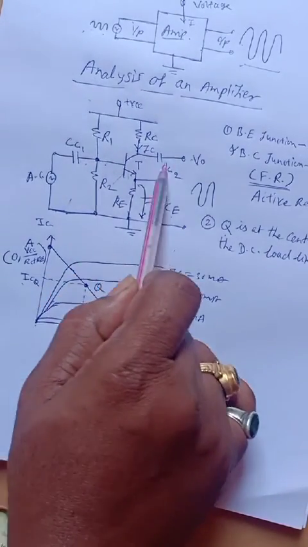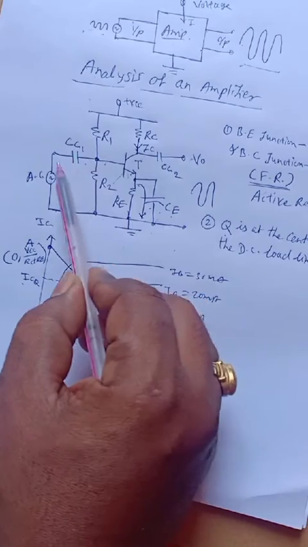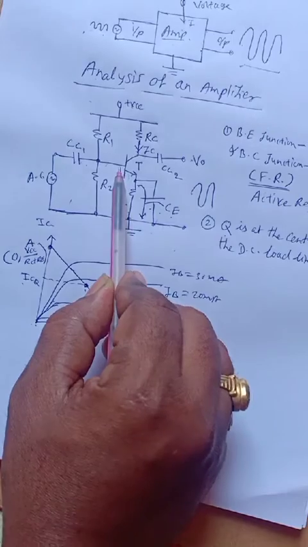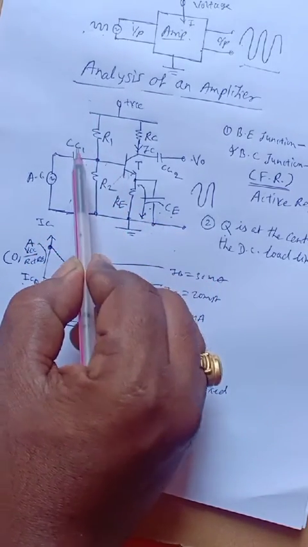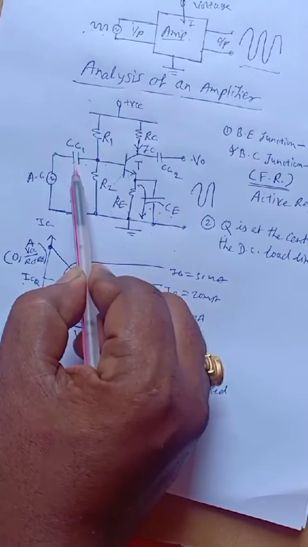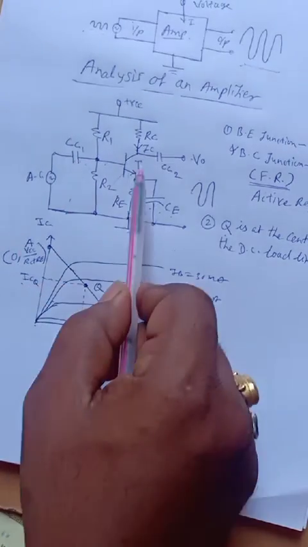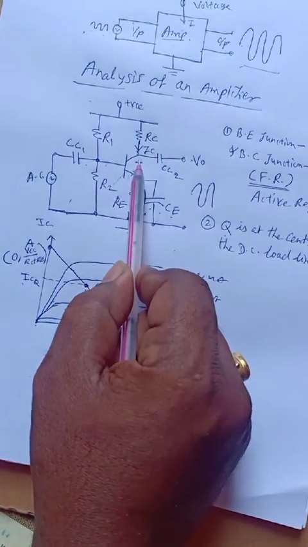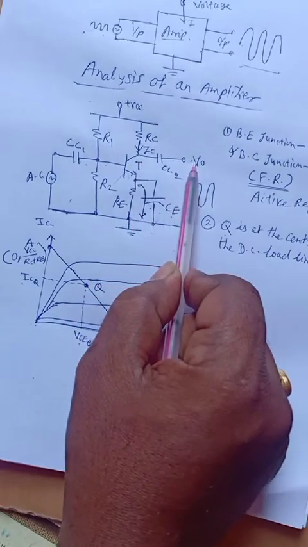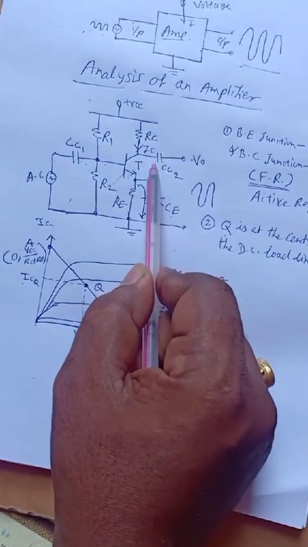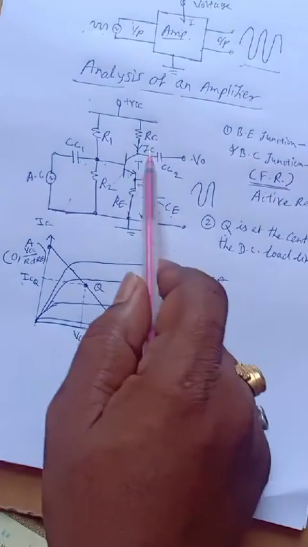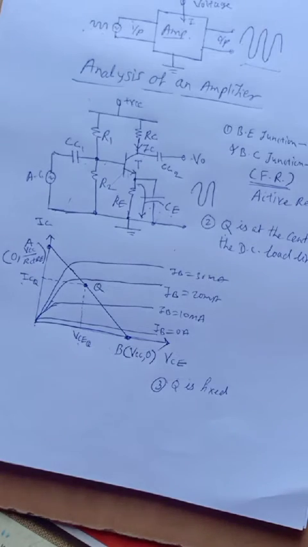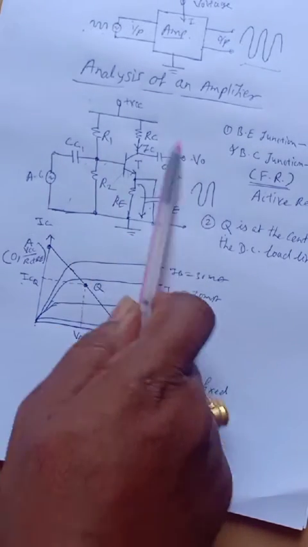These are the coupling capacitors, which couple AC only. That means this CC1 only couples the AC input signal to the transistor, that is, to the amplifier. Whatever DC current there is gets blocked here, because a capacitor blocks DC and passes AC. This CC2 also blocks the DC coming from VCC, and only the amplified AC signal passes. That's why these are called coupling capacitors. So you should know this working of the transistor.